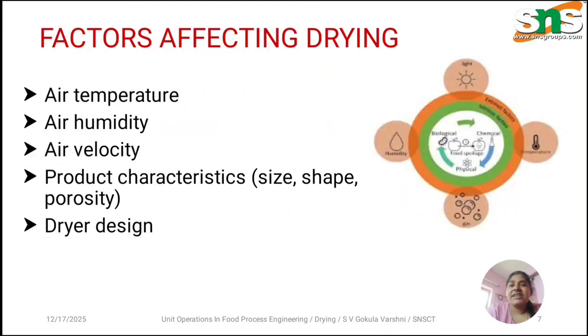Several factors influence the drying process. First, air temperature. Higher air temperature increases the drying rate. Air humidity. Lower humidity allows faster moisture removal. Air velocity. Faster air movement improves drying efficiency. Product characteristics. Shape, size, thickness and porosity matter a lot. Next, dryer design. The type and efficiency of the dryer also affect the drying rate.